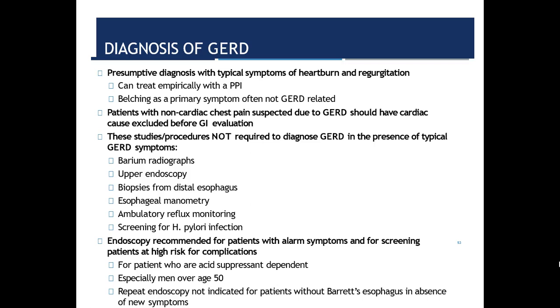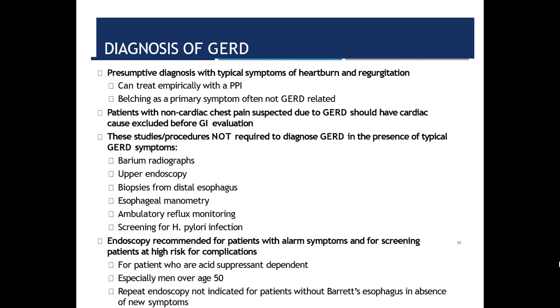So the diagnosis of GERD: presumptive diagnosis with typical symptoms of heartburn and regurgitation, can treat empirically with only a proton pump inhibitor. Belching as a primary symptom is often not GERD related. Patients with non-cardiac chest pain suspected due to GERD should have a cardiac cause excluded before GI evaluation. Now see, in many cardiac patients, if you take the history, they say, I ate food, after that I had pain, I had sweating, and then patients think it is because of indigestion, they take some antacid or something, but it results in a cardiac event. So you have to exclude the cardiac event in these patients.